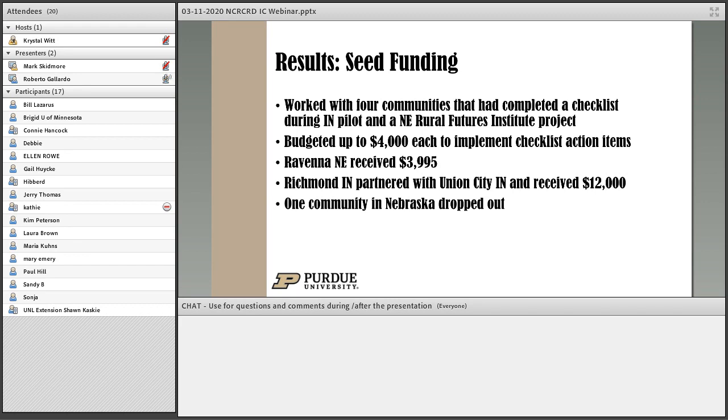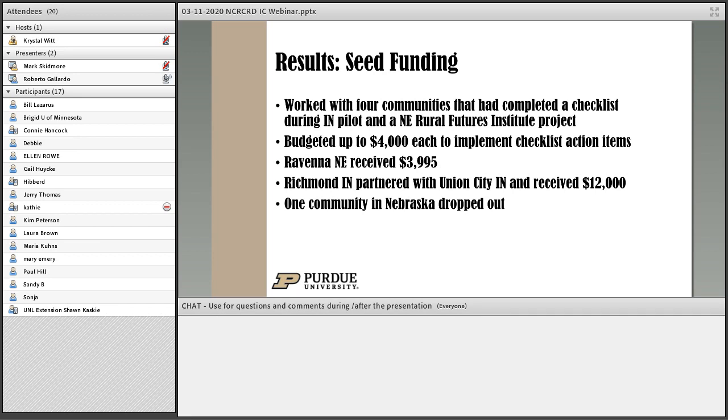Richmond, Indiana, along with Union City, Indiana, which were the 2 communities here in Indiana, partnered. They said, you know what, they're close together, we want to do this as a regional effort. And they did. And then the fourth community in Nebraska unfortunately dropped out, which was a lesson learned because obviously, as we all know, there are other issues. There are staff limitations, there are time limitations. So that was a lesson learned that I'm going to cover shortly. But they dropped out, so their funding was put back towards this regional effort.